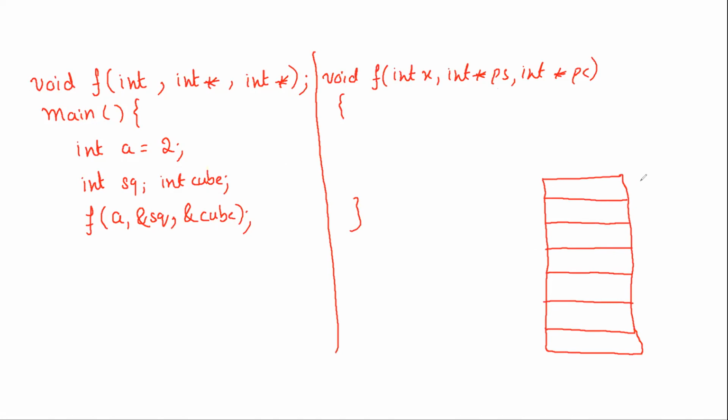initially we have some variable a which has value 2. We also have square, we did not give a value, so say there's some garbage value. We also have a variable called cube. Since we did not give any value, we don't know what is there. Now when you call this function, three new variables are created. One is called x, the other is ps, and the third one is pc. And each of these has some address, so let me write those as always.